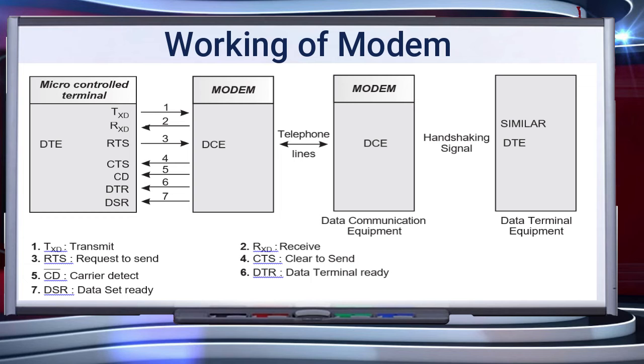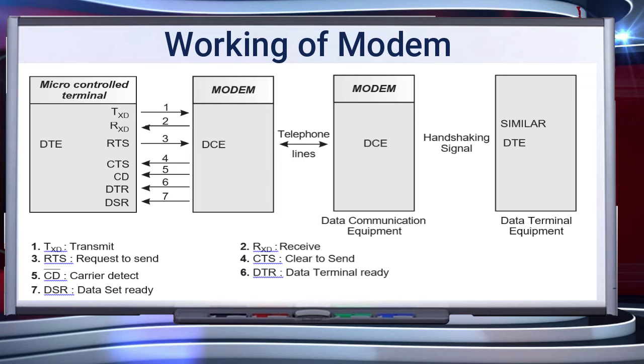After the power is turned on in DTE, that is data terminal equipment, as you can see the last one, and DCE, that is data communication equipment, the terminal runs a self-check. It asserts the data terminal ready signal to tell the modem that it is ready. As you can see, this is DTR or number 6.